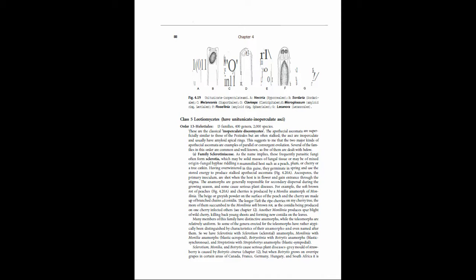Many members of this family have distinctive anamorphs, while the teleomorphs are relatively uniform. So some of the genera erected for the teleomorphs have rather atypically been distinguished by characteristics of their anamorphs and even named after them. So we have Sclerotinia with Sclerotium, sclerotial anamorphs, Monilinia with Monilia anamorphs, blastic acropetal, Botryotinia with Botrytis anamorphs, blastic synchronous, and Streptotinia with Streptobotrys anamorphs, blastic sympodial. Sclerotium, Monilia, and Botrytis cause serious plant diseases.